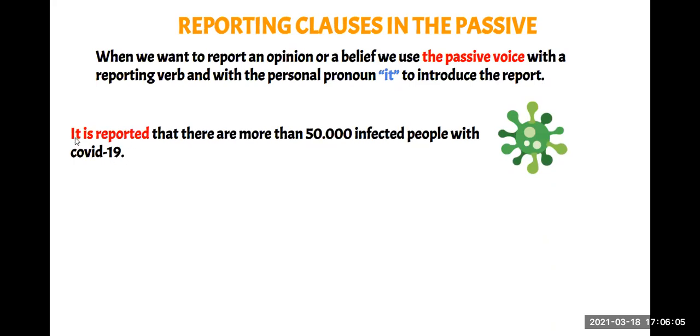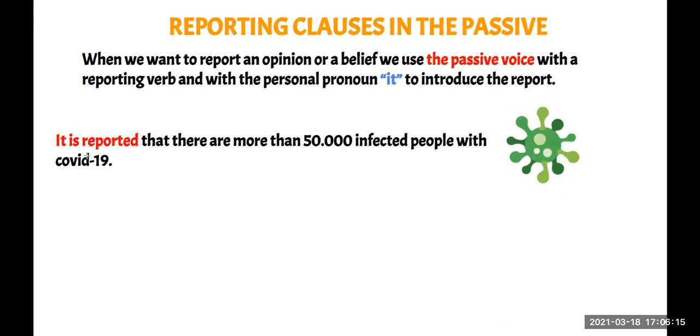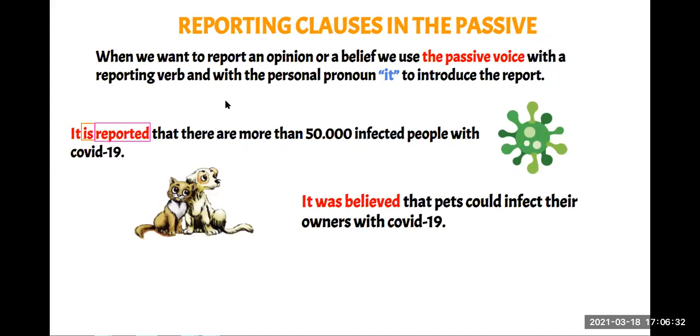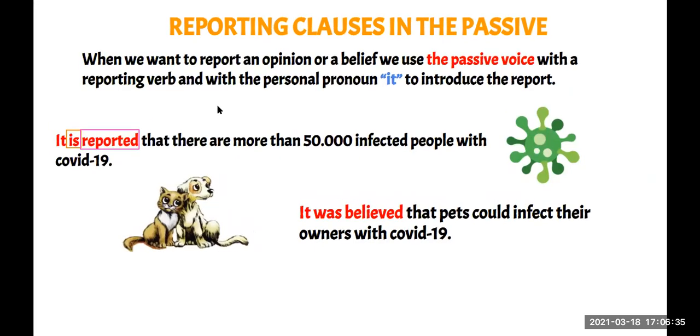¿Ok? Como pueden ver, aquí estamos utilizando it para empezar nuestro reporte y estamos utilizando la voz pasiva. ¿Ok? Como pueden ver, aquí tenemos el verbo to be en presente simple y también tenemos el verbo en la forma de past participle. It is reported that. Okay, let's go to the next sentence. It was believed that pets could infect their owners with COVID-19. Okay, so as you can see, it's exactly the same.